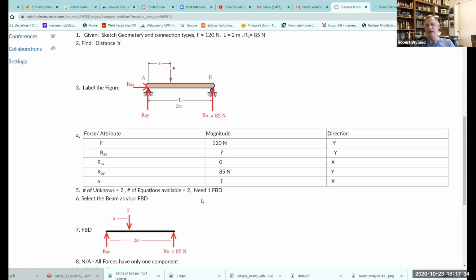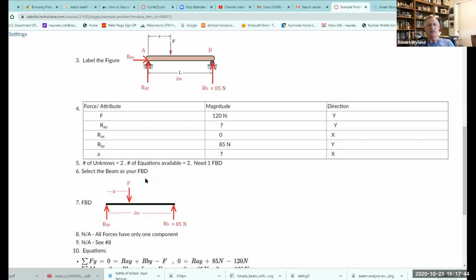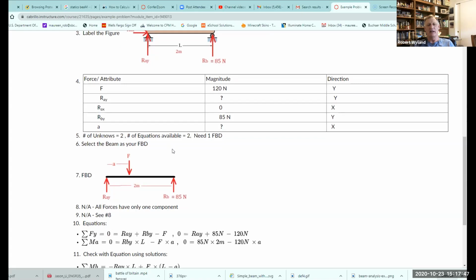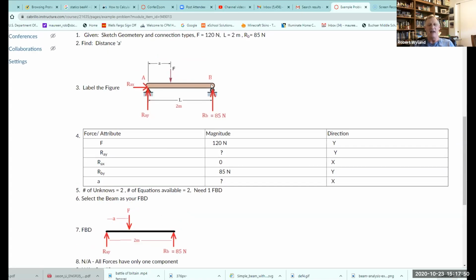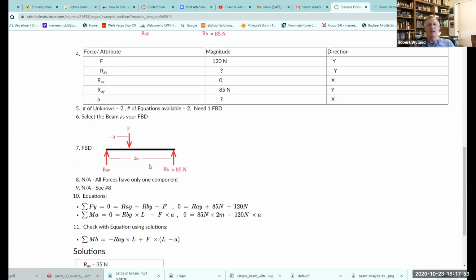And we need 1 free body diagram. Really, that's the only thing we've got available to us, unless we start drawing just the roller or just the pin. So we're going to select our free body diagram. Like I said, we only have 1 really available to us, and that's the beam. And this is what the free body diagram would look like. Again, I should have said F equals 120 up there. But we don't know RAY, and we don't know A. So in our free body diagram, those are the 2 unknowns. All the rest is the geometry and what we do know.